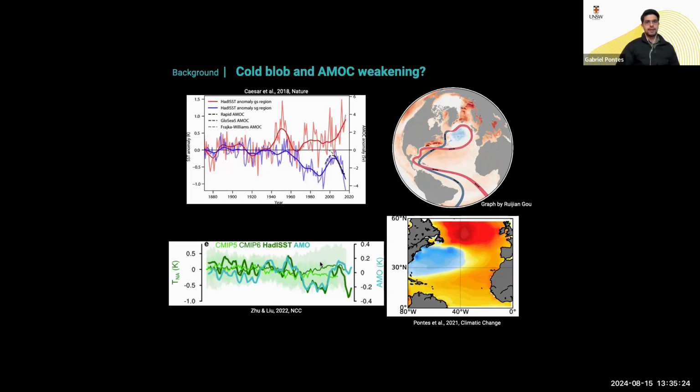But we know that the AMOC and the AMV or the AMO are intrinsically related, and one can affect the other. So this makes things slightly more complicated when evaluating the state of the AMOC by looking only into the North Atlantic.